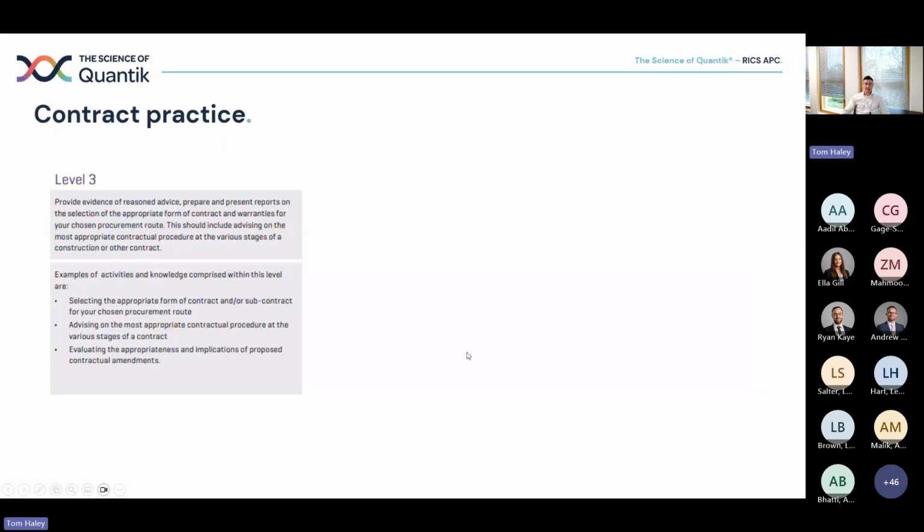For contract practice, level 3. So this one's quite a tricky one for contractors' QSs, and even trickier for subcontractors' QSs, because you follow the head contract, and your selection of form of contract pretty much follows the head contract, and the subcontract will follow.